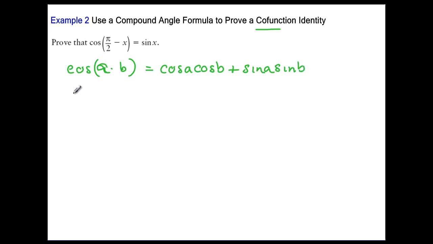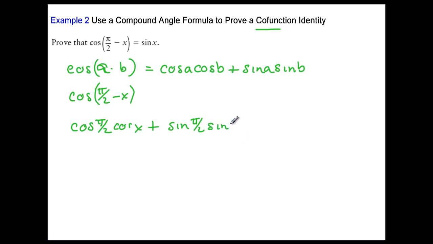Now in my particular example, I have cos of pi over 2 minus x. And so what I'm going to do on the left hand side is I'm going to expand this. So this becomes cos of pi over 2 cos of x plus sine of pi over 2 sine of x.